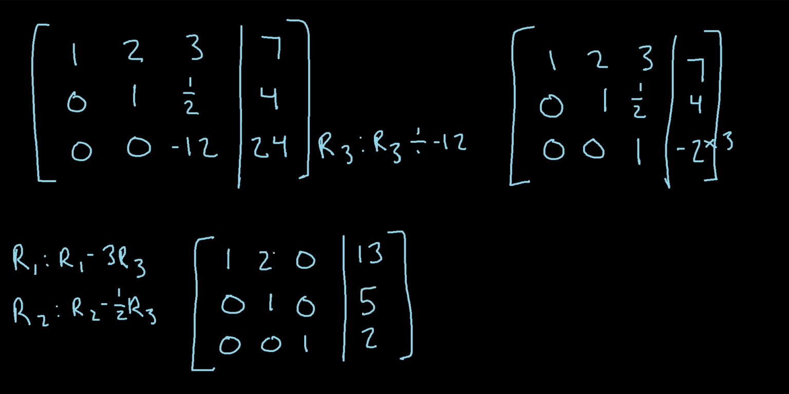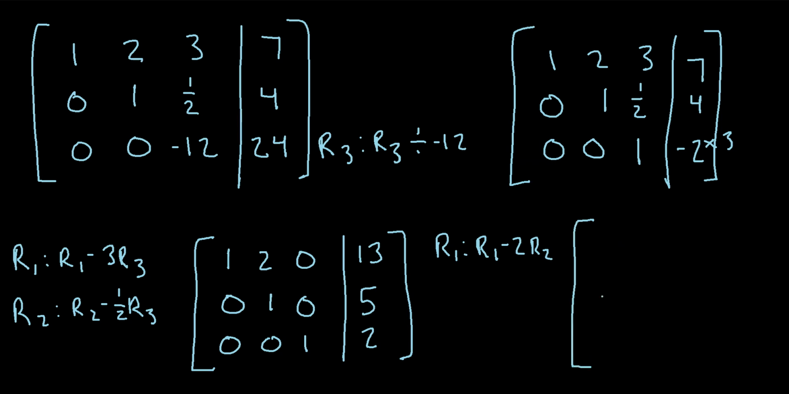Okay, now notice we only have one more step left. We have to get this 2 to be a 0. So how could we do that? Well, if we just say row 1 minus 2 times row 2, we would have 2 minus 2, which is 0. So let's do that. So row 1 is going to become row 1 minus 2 times row 2. And here's what that looks like.